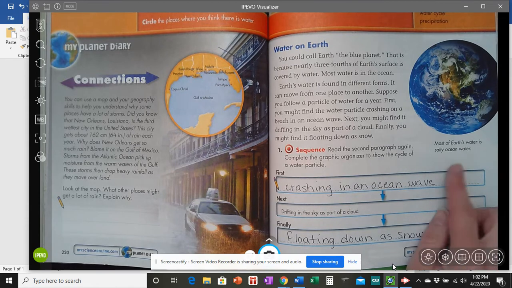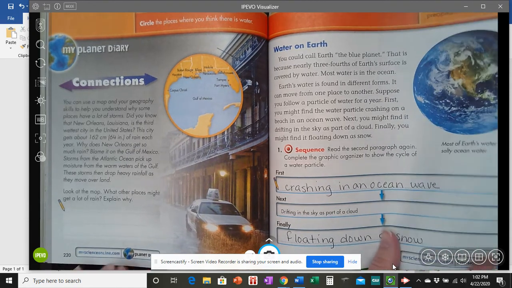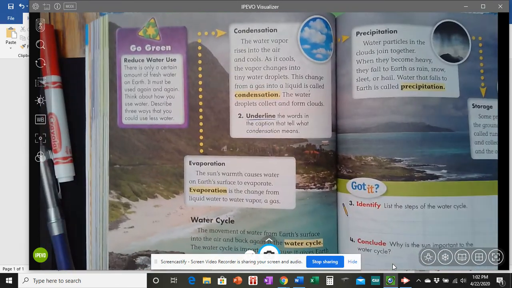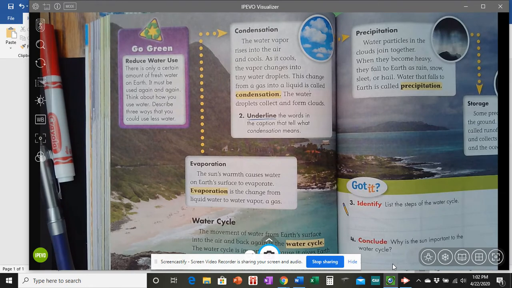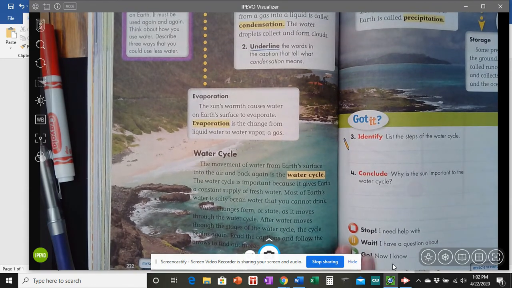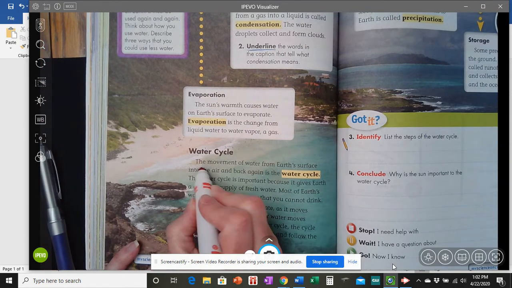And here, most of Earth's water is salty ocean water. So let's turn the page. We're going to look at condensation, evaporation, and the water cycle. The movement of water from Earth's surface into the air and back again is the water cycle, and I'm going to underline that.